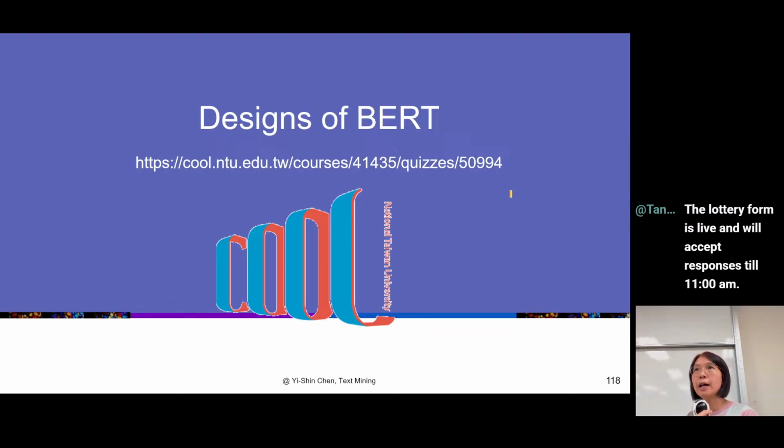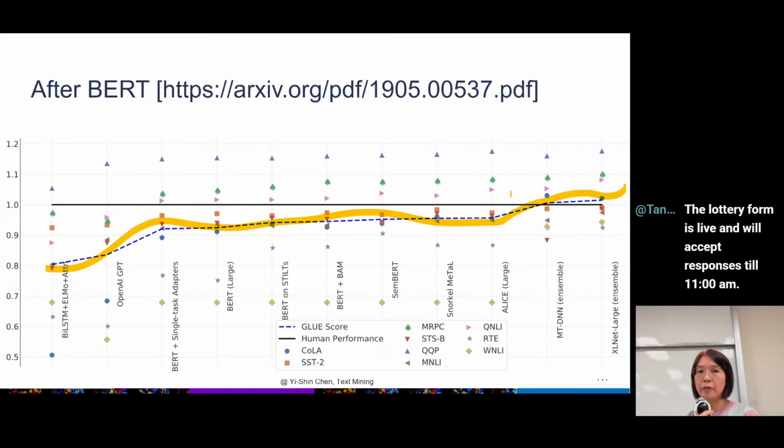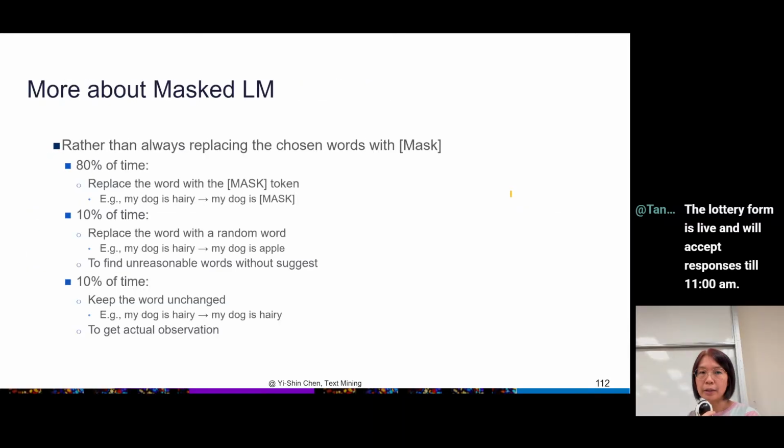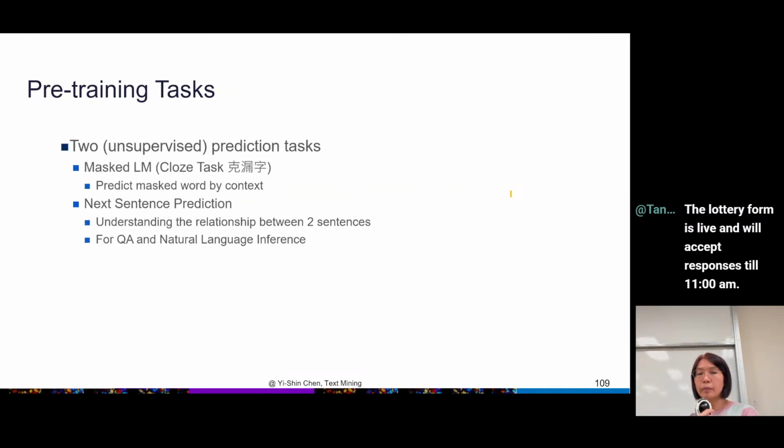But before I move on to the next one, there's something I want you to know: why BERT, or the transformer, can actually be successful. First, you have very large computers, good computation resources, for you to learn everything. The second thing, you have a large corpus. Where does the large corpus come from?